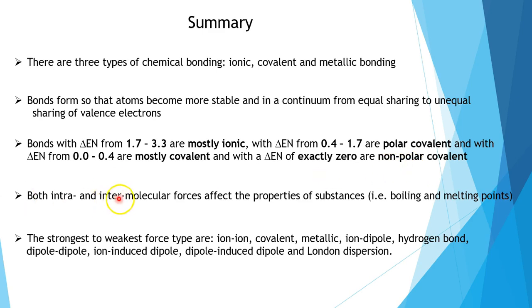Both intramolecular and intermolecular forces affect properties. In particular, they affect the boiling and melting points of those substances. I listed the force types from strongest to weakest: ion-ion, covalent, metallic, ion-dipole, hydrogen bond, dipole-dipole, ion-induced dipole, dipole-induced dipole, and London dispersion forces, which you can review from the table that I presented. So this is the summary for the different models of chemical bonding.